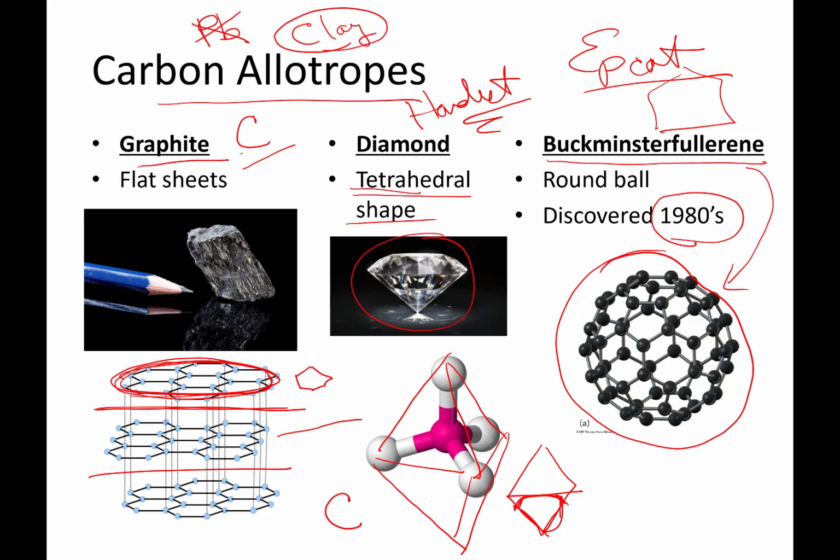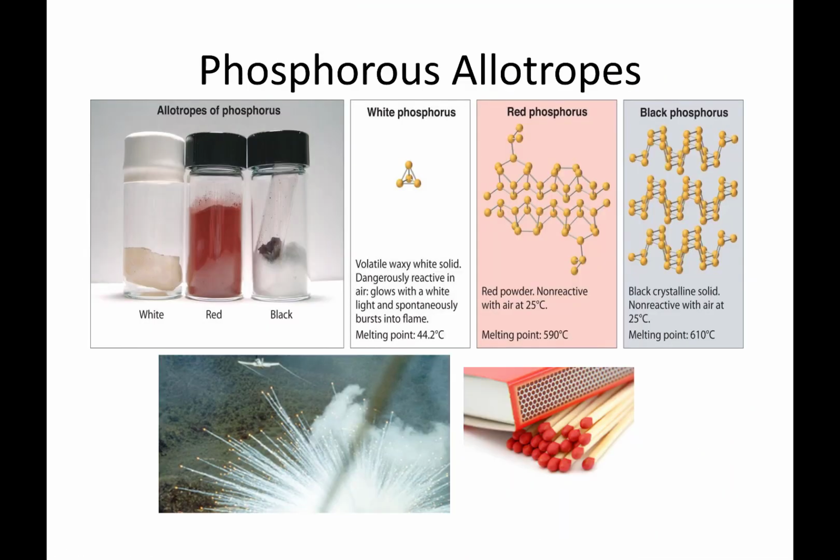Since then, there are also nanotubes, which are tubes of carbon, and this has led to a whole industry called nanotechnology. And this is using these various forms of carbon to do amazing and wonderful things in the world of chemistry. Carbon's not the only element that has different pure forms of it.